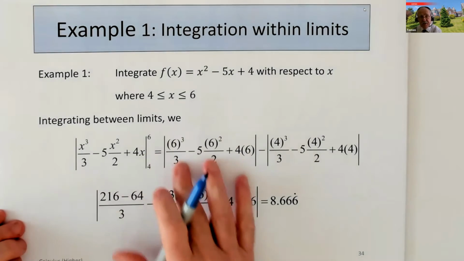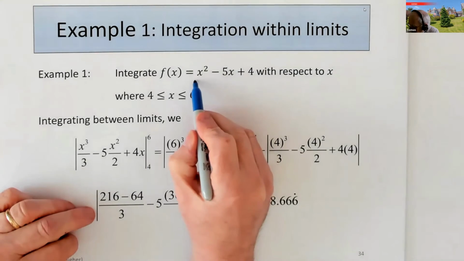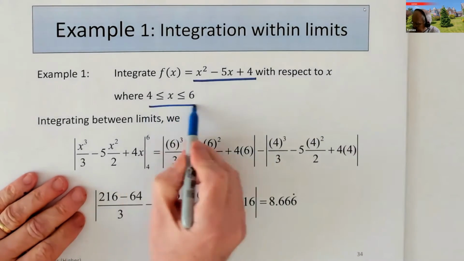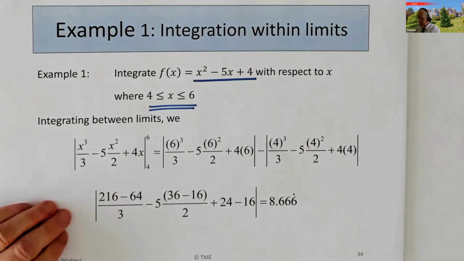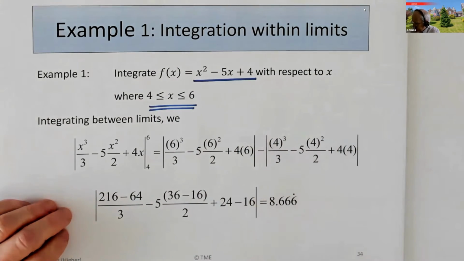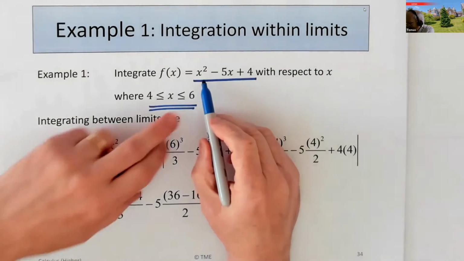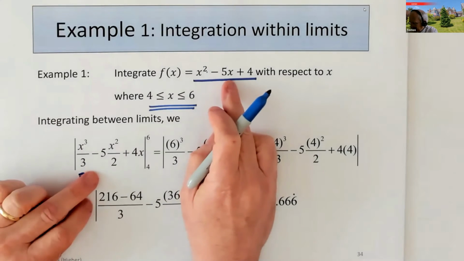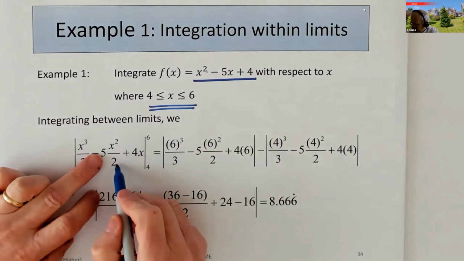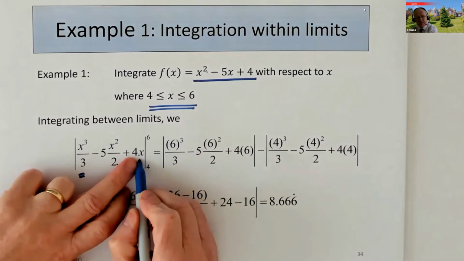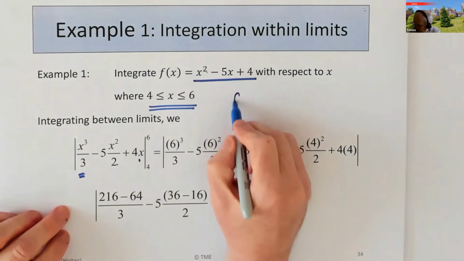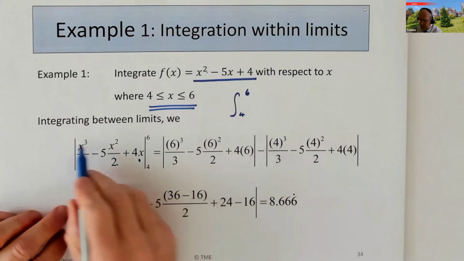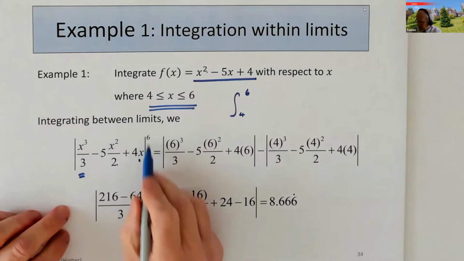Now here's an integration within limits. Here we say integrate x squared minus 5x plus 4 with respect to x between these limits of 4 and 6. So here's a nice graph. And we say, okay, x squared would become x cubed over 3. The 5x would become 5x squared over 2. And the 4 would become 4x. And now we've got the limits of 4 and 6. We actually write them like this with square brackets around them, 4 and 6.